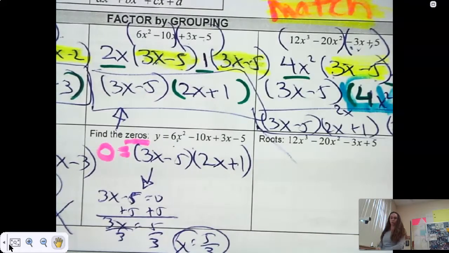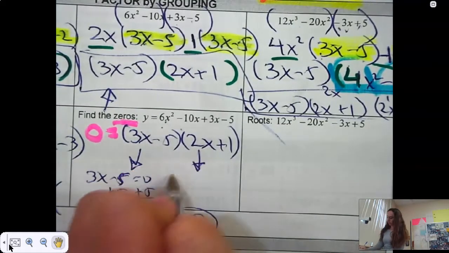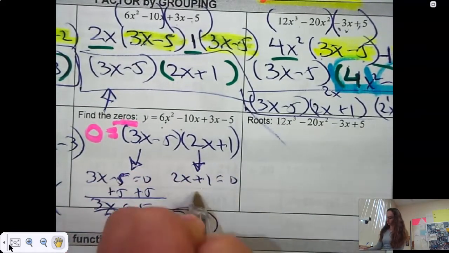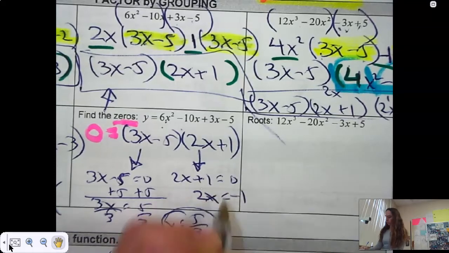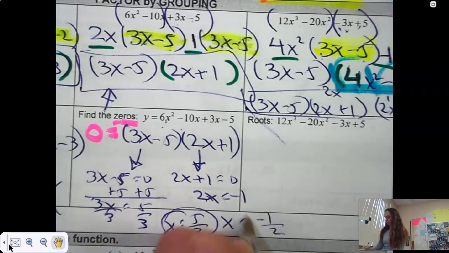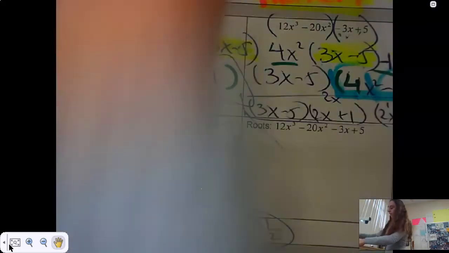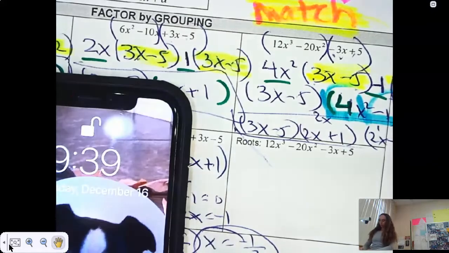Be proud of yourself. Then take this one. 2x plus 1 equals 0. Subtract 1. Divide by 2. Now, how do you know I'm right? I can come over here. I can go to Desmos.